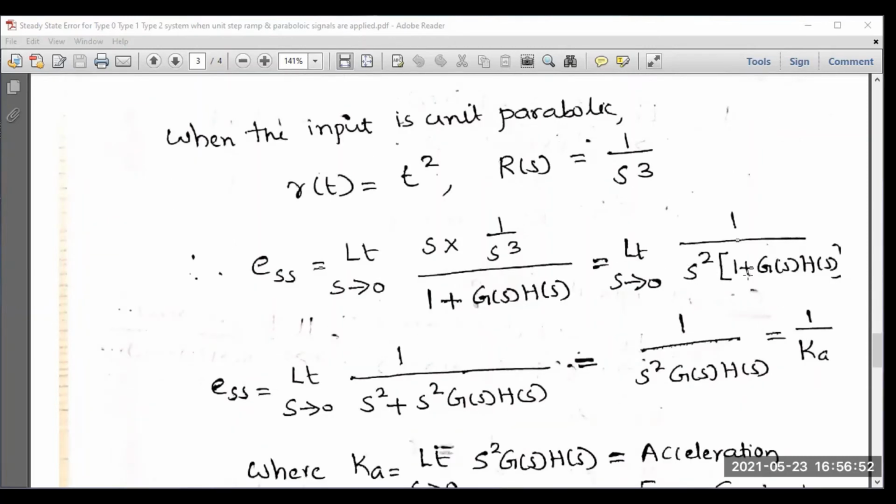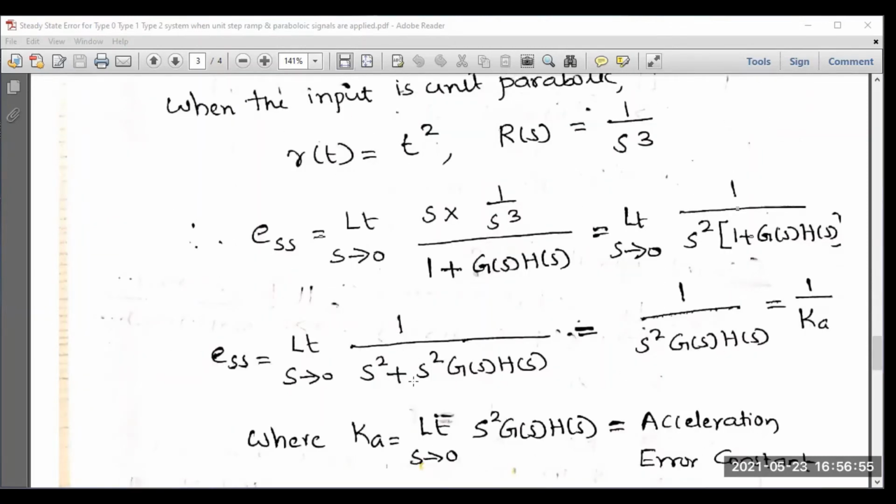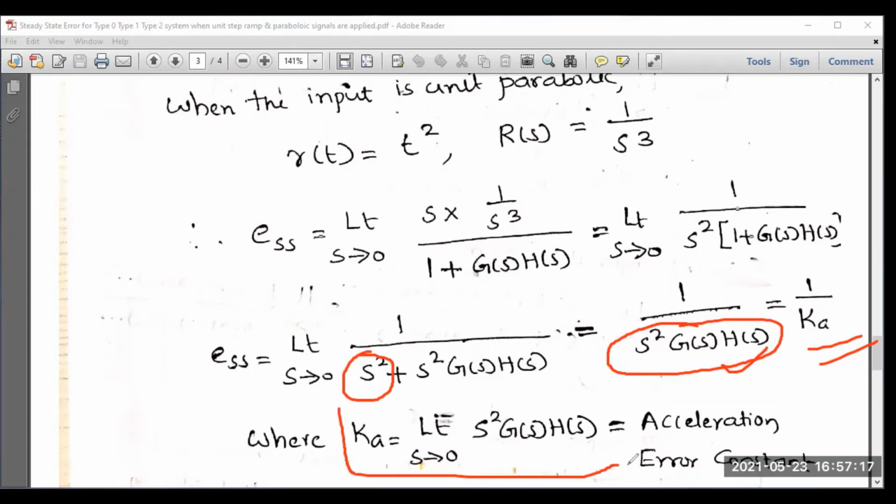You have to multiply each and every time. That means s square plus s square into g of s into h of s. Whenever I apply the limit, the first term becomes 0. That means only 1 by s square into g of s into h of s will remain. So the general formula: limit s tends to 0, s square into g of s into h of s is nothing but the acceleration error constant, denoted by the letter Ka. You know the standard formula of Ka, which I discussed in the previous session; you can refer to the previous video. So Ka means acceleration error constant. Same thing I have written over there. Now you have to apply it for different conditions.